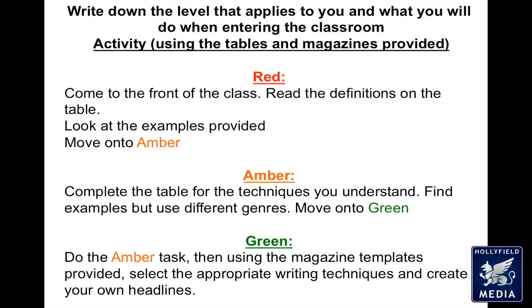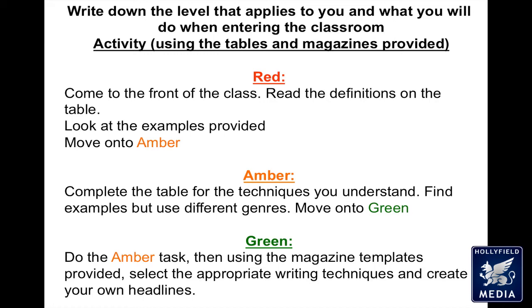Okay, so what you're going to need to do now is write down into your books what you're going to do if you're in each of these zones. So if you've decided that you're in the red zone because you don't understand anything, then you're going to need to start off by writing down what happens in the red, then moving into the amber, then moving into the green. If you're in the amber zone, then you're going to write down what happens in the amber zone, and you're going to write down what happens in the green zone. And if you're in the green zone, you're going to do the amber task first and then the green task after that.